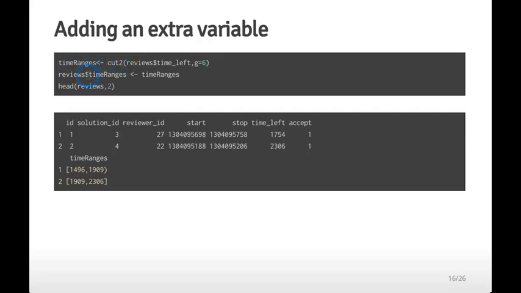And then to add it to the reviews data frame, you just access the particular name that you are trying to load it into, in this case time ranges, and assign the value of the time ranges variable that we've created with cut2. So then if we look at the reviews data frame, we see that it now has one additional column, which is the time ranges variable. So basically by using this $ sign accessor, you can actually add variables to your data frame.